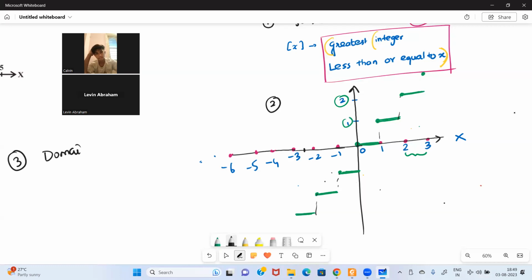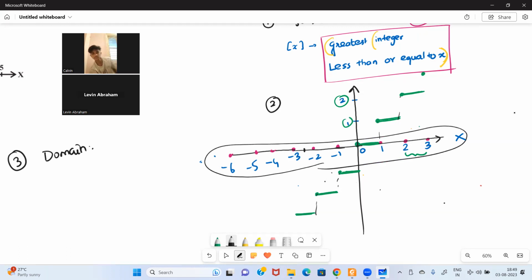Domain. Calvin, tell me what is domain? Not for this question, in general. In general, what do you mean by domain? Sir, the x values which we can take. Very good, Calvin. Set of all values that x can take. See here, these are the x values. Is there any restriction on x values? Are we getting an answer for every x value?